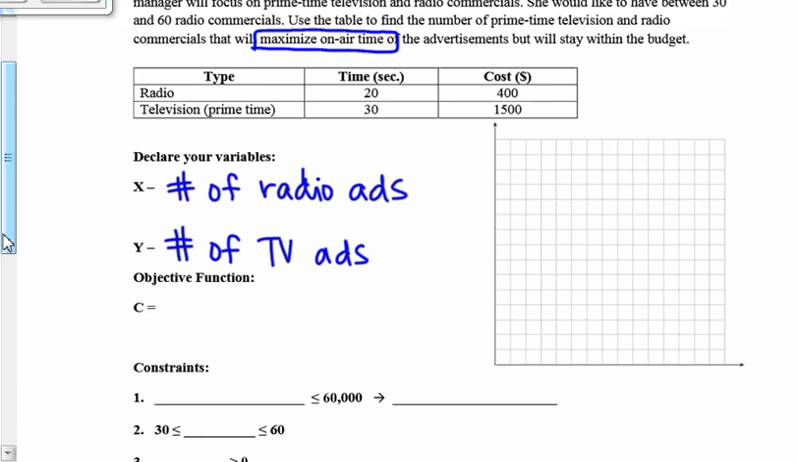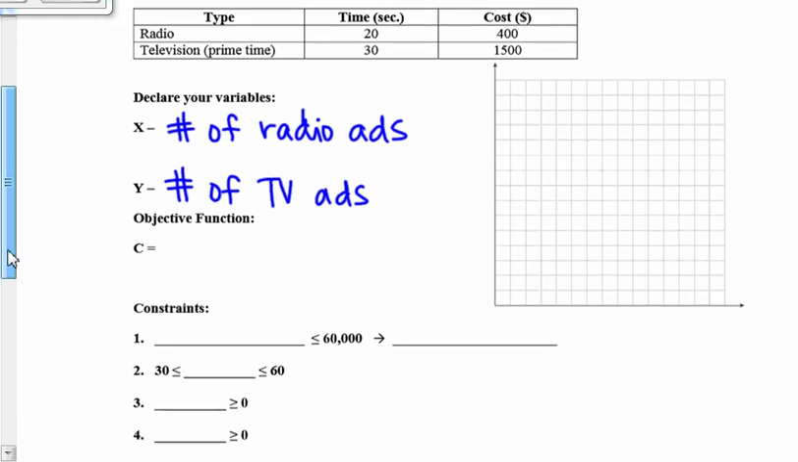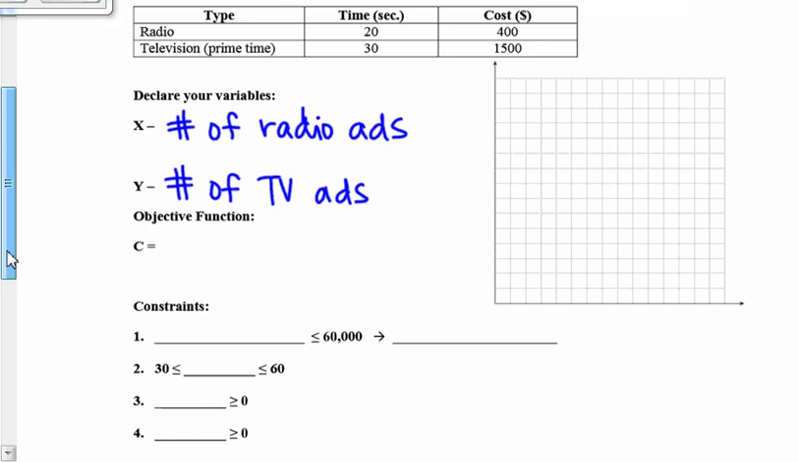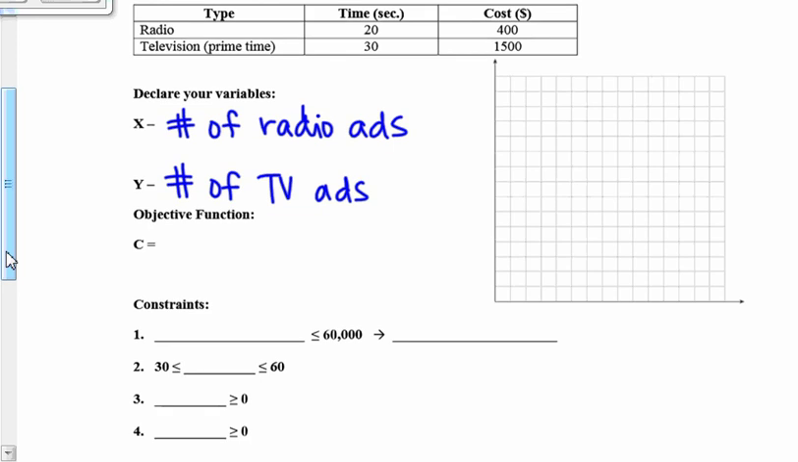All right, and then my objective function. If I'm maximizing on-air time, I really need to be focusing on the amount of time each of those takes. So my objective function, going by seconds, if each radio ad is 20 seconds, 20x is going to be part of my objective function. And then if each television ad is 30 seconds long, it's going to be 30y. So 20x plus 30y is my objective function here.